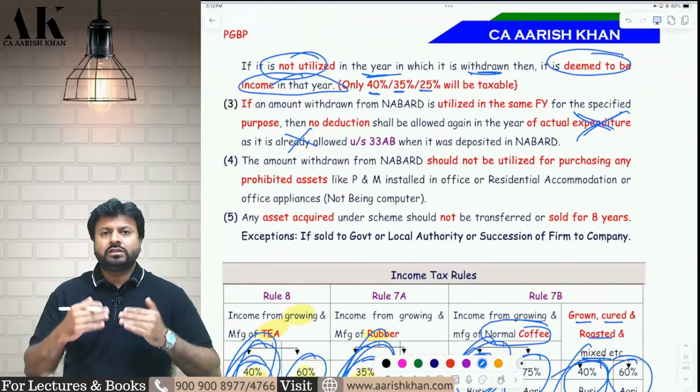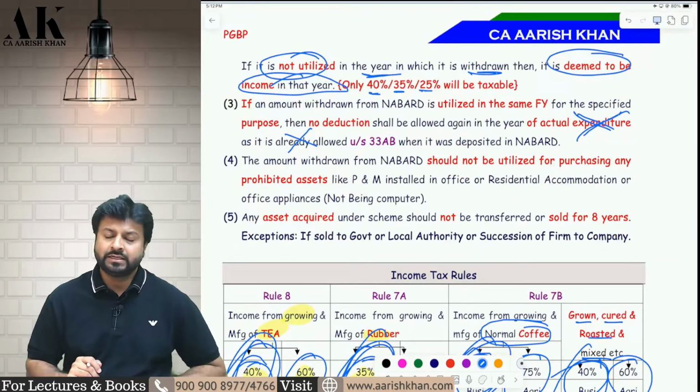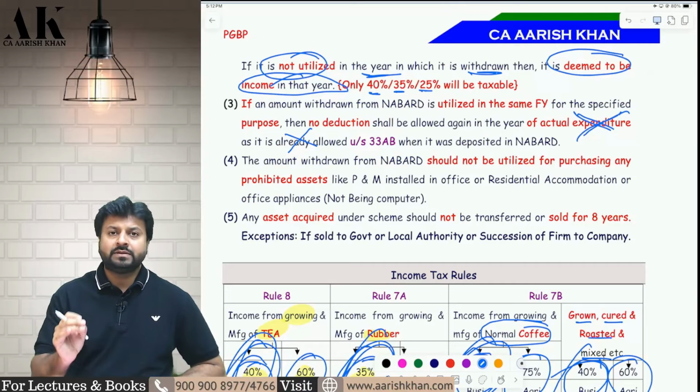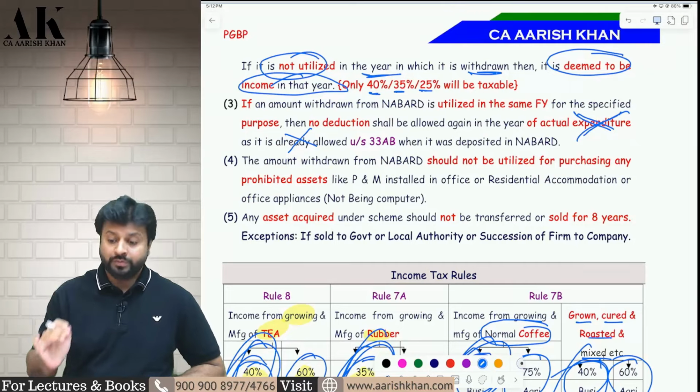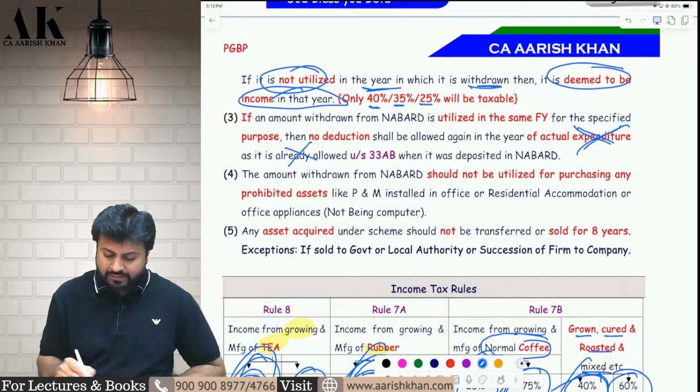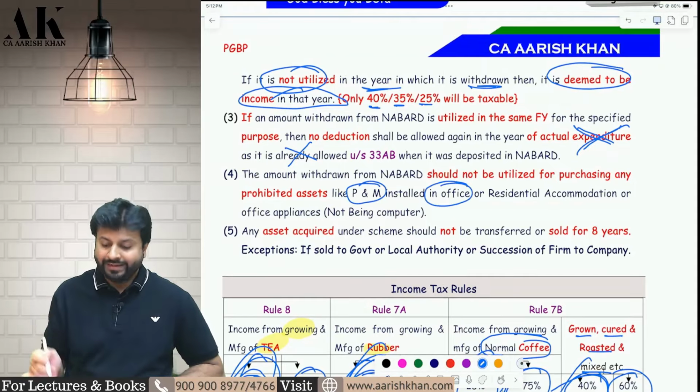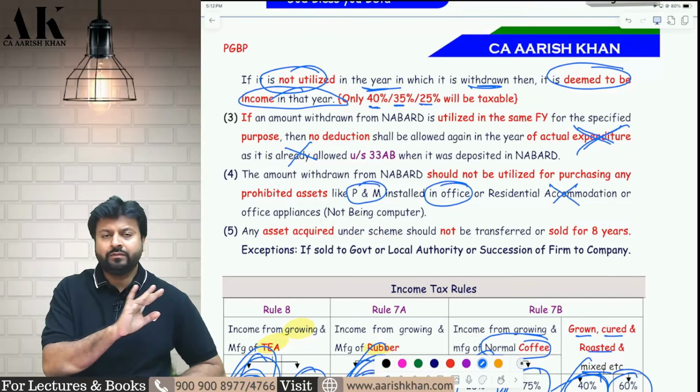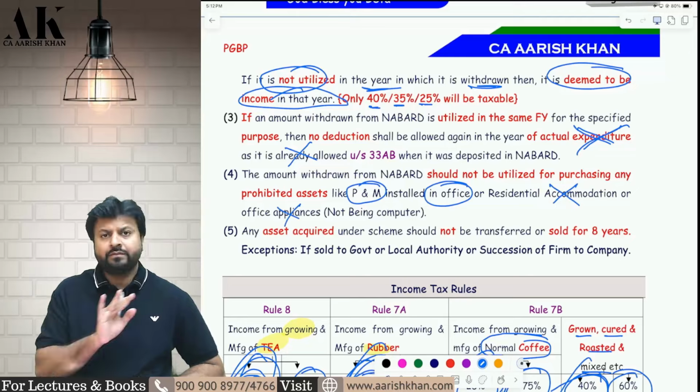Next, can I withdraw the money and use it to purchase some assets? Yes, you can purchase some assets, but some assets are prohibited by the government. Don't try to purchase those assets. Which are the prohibited assets? Plant and machinery which is installed in office, you should not buy that. If you buy that, then it is deemed income. Residential accommodation equipments, don't buy that. Office appliances equipment, don't buy that.